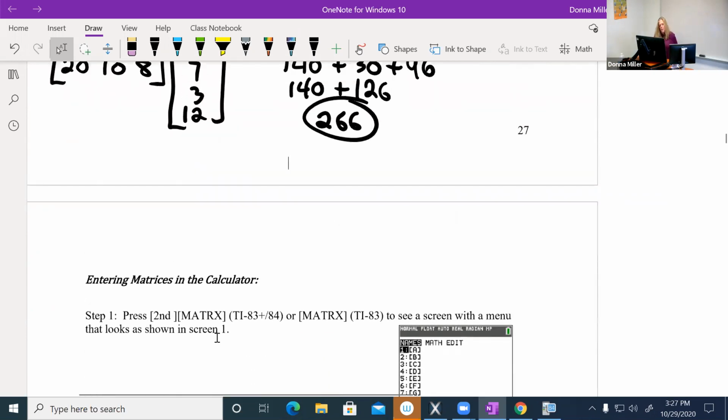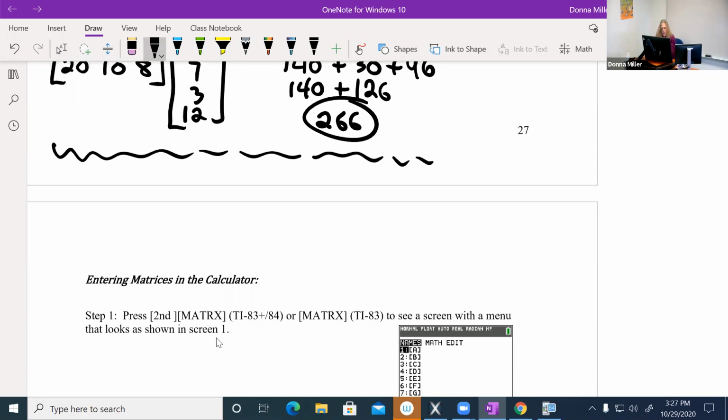All right. So we multiply matrices by hand. Basically, what you have to remember is you're going to multiply the row by all the columns, and then the row by all the columns, and then the row, however many rows there are. So I'm going to make up a problem here.